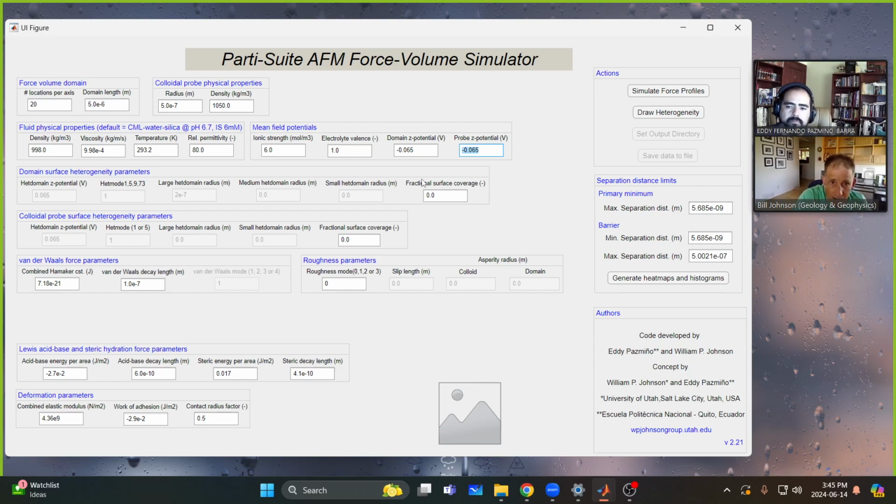And so that first box, the box underneath the cursor that Eddie is showing, is set to 0. There is no heterogeneity represented. And so maybe we should run this just to show what that looks like.